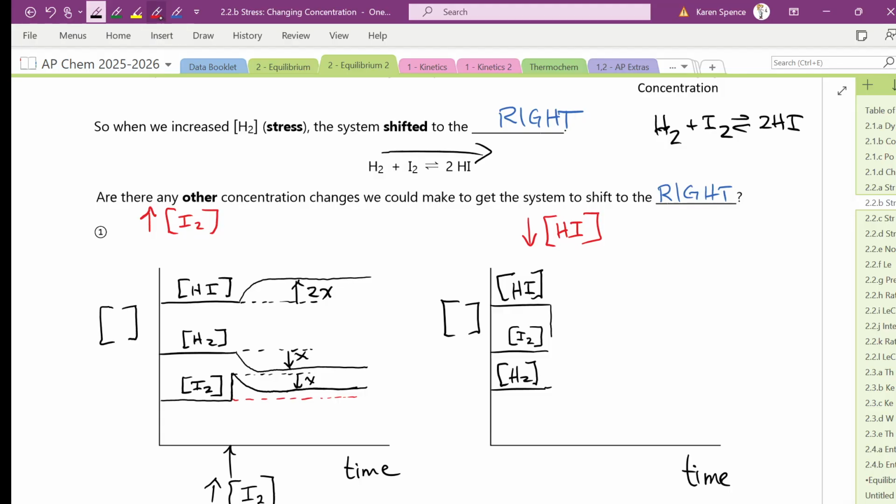Where does it go to? How far does it go back up? Does it go here or here or here? First, second, or third? Third one, okay? Lower. It will try to get to its original concentration, but it won't quite make it.